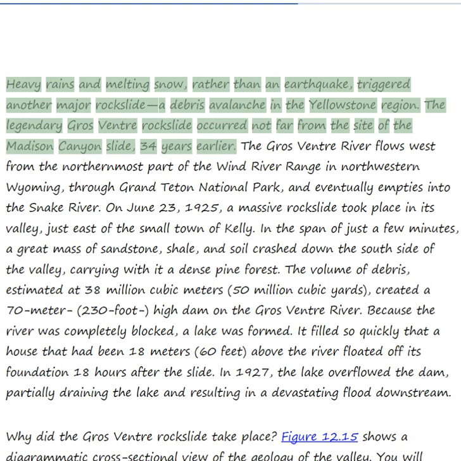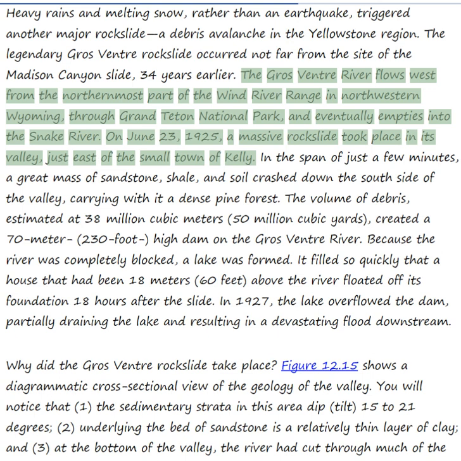Heavy rains and melting snow, rather than an earthquake, triggered another major rockslide, a debris avalanche in the Yellowstone region. The legendary Gros Ventre rockslide occurred not far from the site of the Madison Canyon slide, 34 years earlier. The Gros Ventre River flows west from the northernmost part of the Wind River Range in northwestern Wyoming, through Grand Teton National Park, and eventually empties into the Snake River. On June 23, 1925, a massive rockslide took place in its valley, just east of the small town of Kelly.